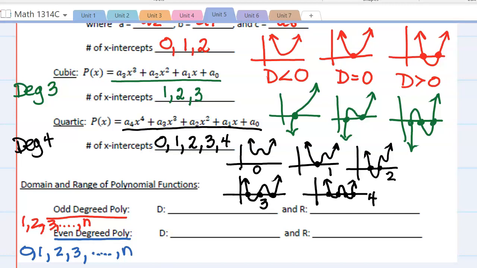Finally, let's talk about the domain and range of the polynomials based on their degrees. For all odd-degreed polynomials, their domain and range are that of the linear or cubic, which is from negative infinity to positive infinity. For all even-degreed polynomials, their domain and range are that of the quadratic. The domain is from negative infinity to positive infinity, while the range will depend on the graph and the equation.